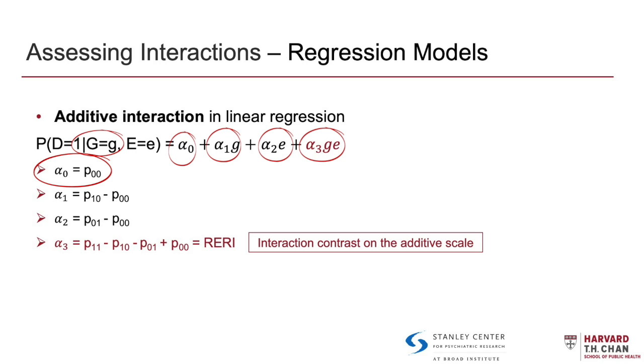So in the absence of either of the risk factors would be P00. And then alpha 1, which tells you the risk for a genetic risk factor, would be P10 minus P00. And we would do the same for alpha 2. And then we can get our alpha 3, RERI, which is interaction on additive scale. So this is something that one can do in a linear regression model. This is not something most frequently done, but encouraged in epidemiologic studies.